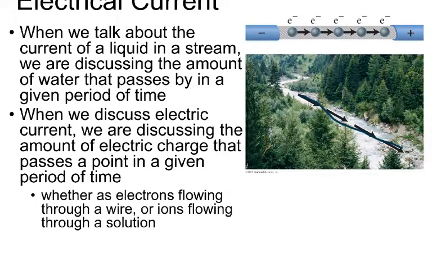Identically, for electrical current, we're talking about the amount of electrical charge that passes by a single spot in a given period of time. Now we can talk about current in a wire, or we could talk about ions flowing through a solution. It works the same way. We're looking at electrons flowing by over a period of time.